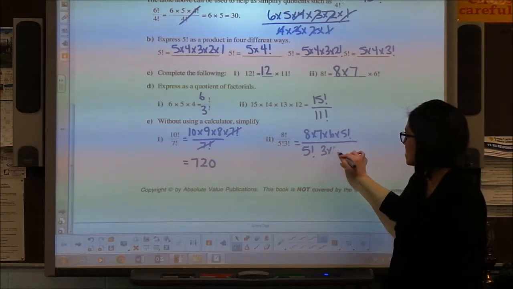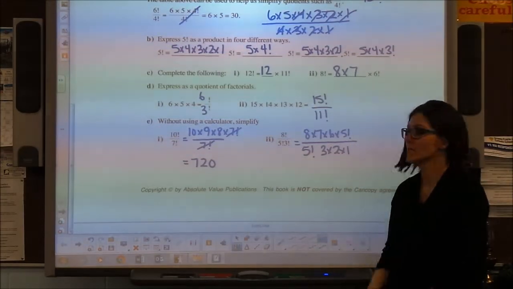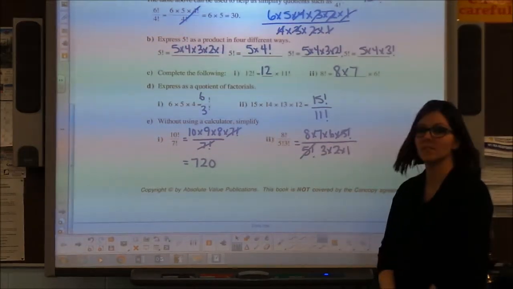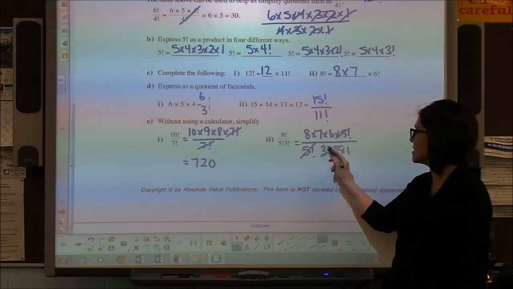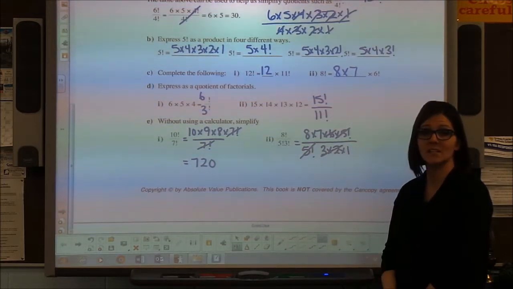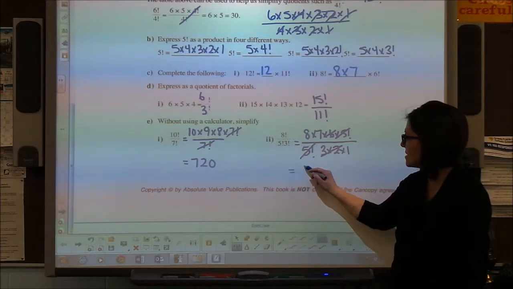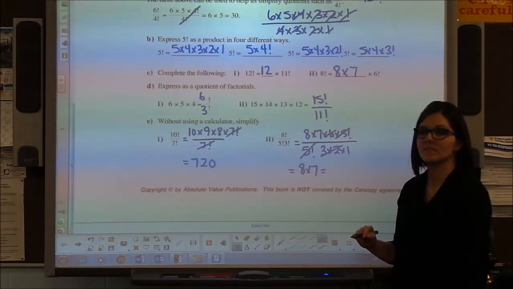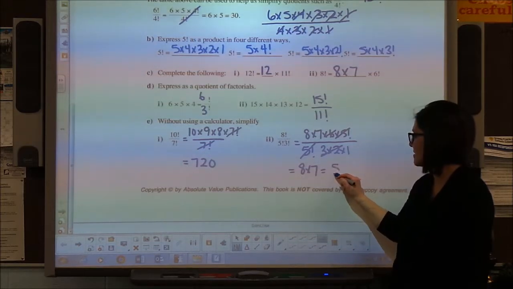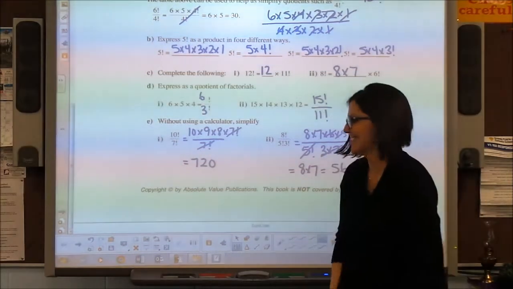Okay, so 3 times 2 times 1. So I canceled out the 5 factorials. Is there anything else I can cancel out? What's 3 times 2? Oh, so 3 times 2 will cancel out the 6. And that leaves me with 8 times 7, which is 56.